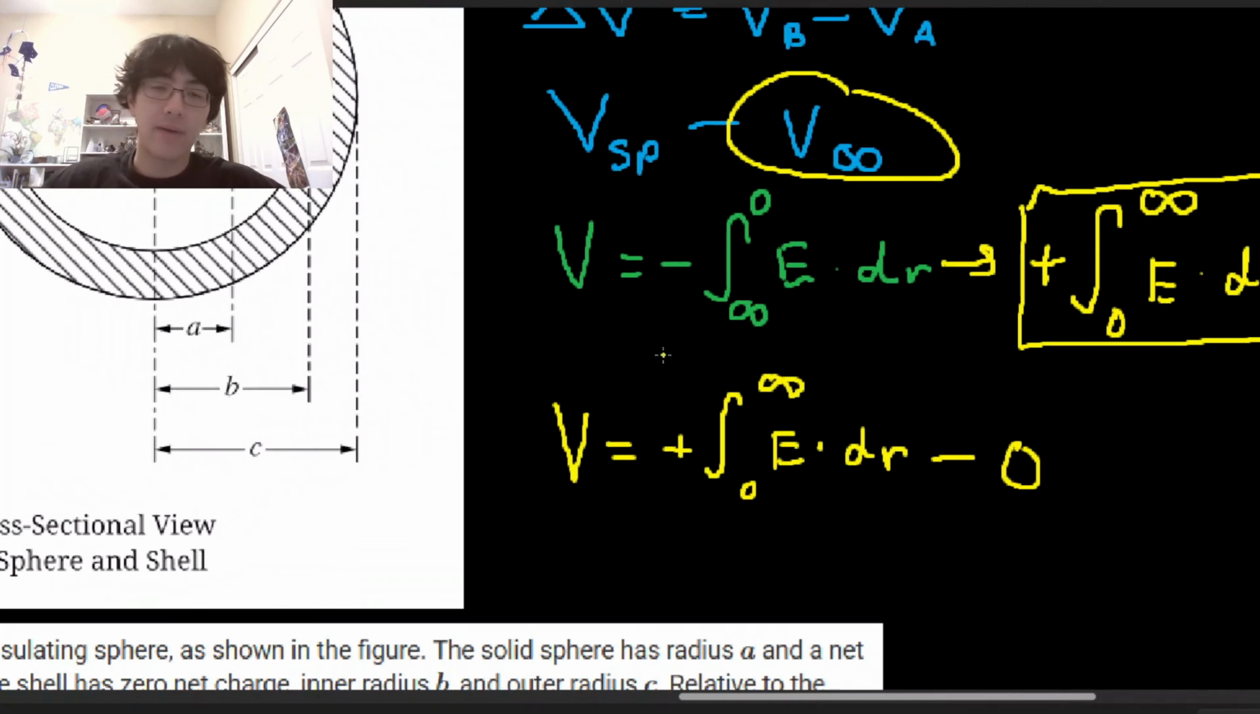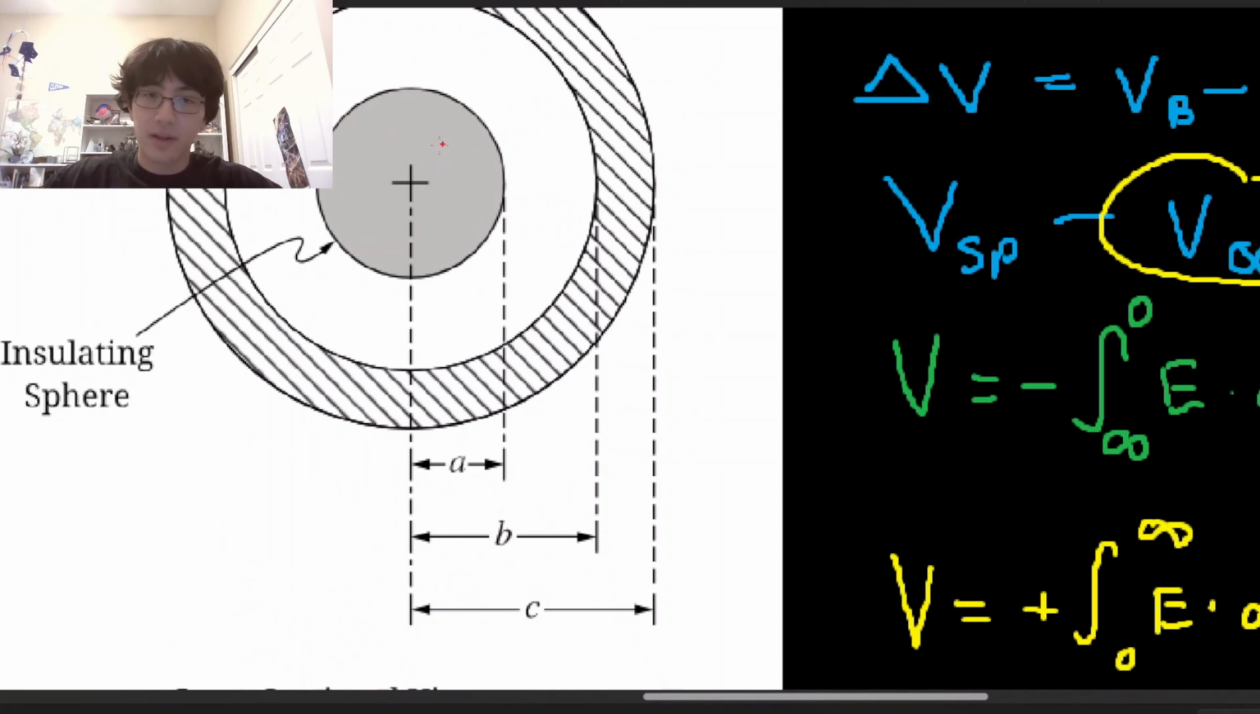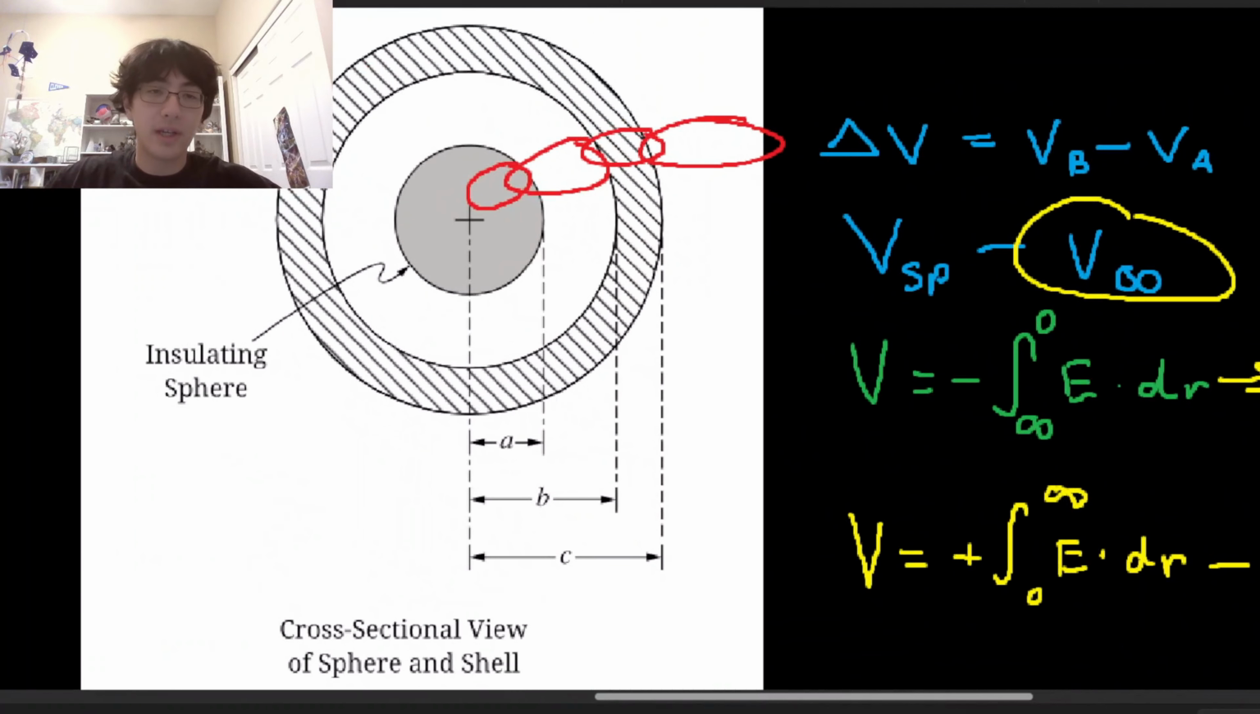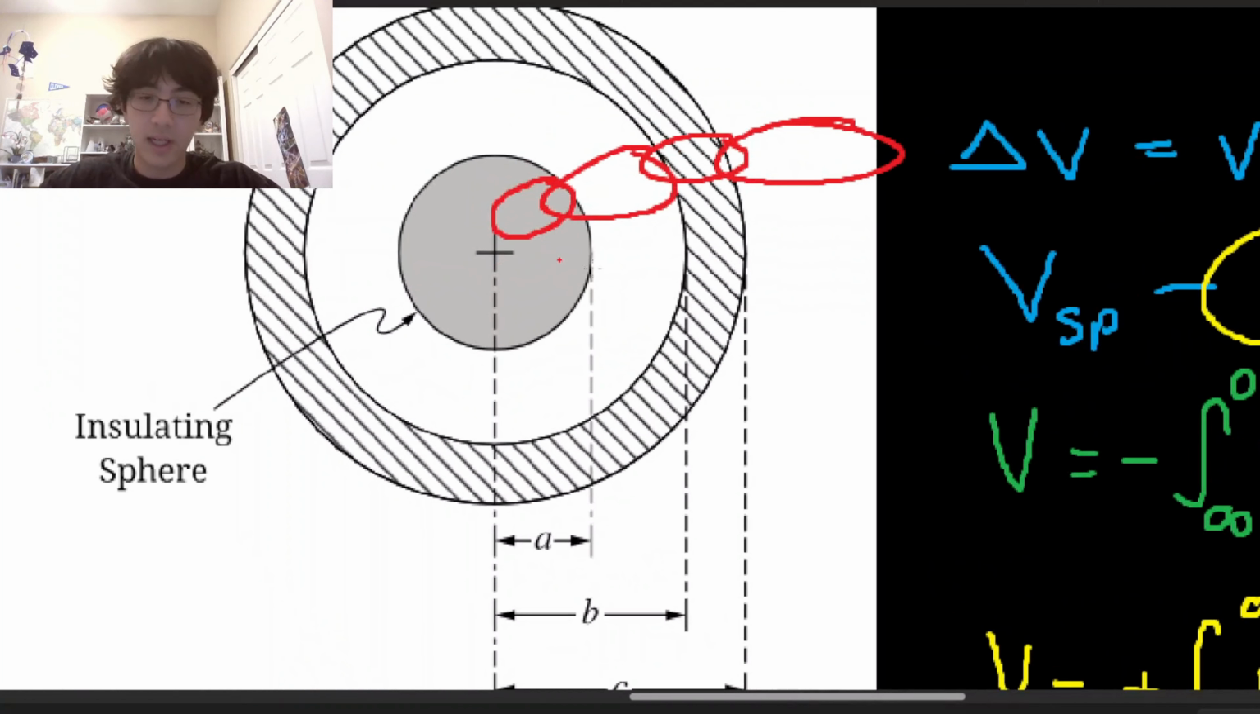So now we have an equation that leads us to our answer. But there's a problem: E is not the same all around for the sphere. The electric field is different here, here, and here. Conducting materials and insulating materials have different properties when it comes to charge distribution, and because of that, the electric field is influenced. We're going to have different values of E from 0 to A, from A to B, from B to C, and from C to infinity.